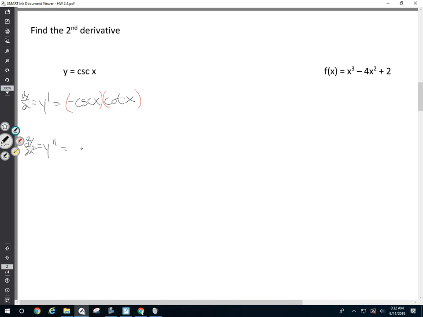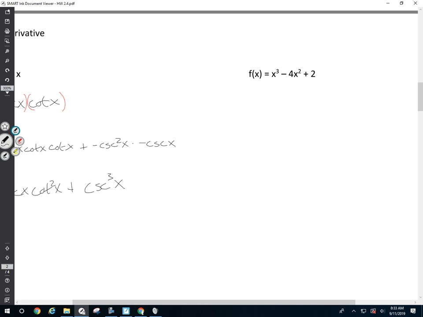Derivative of negative cosecant will be positive cosecant cotangent, the derivative of the first piece, times the second. This is the product rule. Plus the derivative of the second, negative cosecant squared, times the first, negative cosecant. I'm going to simplify this. You got two cotangents. You got three cosecants. Negatives cancel. You can factor out a cosecant if you want. Leave it like that.